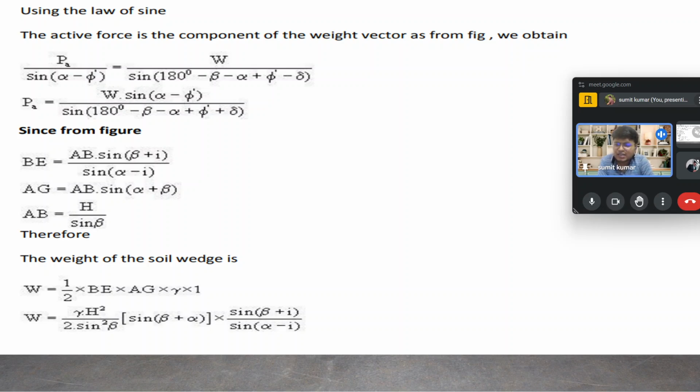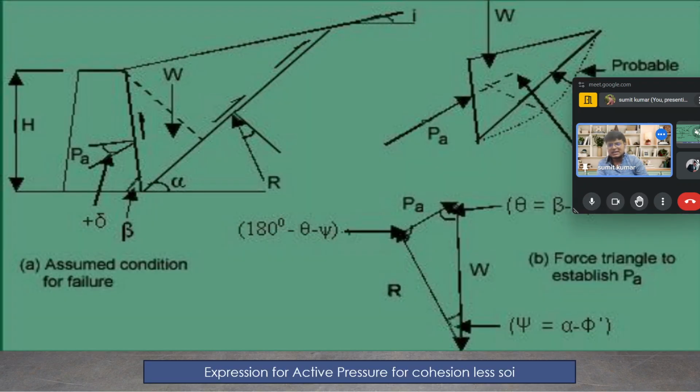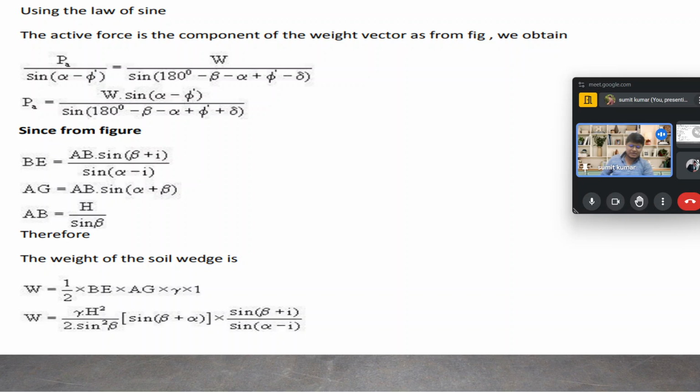From the above figure only, we say BE equal to AB sine(beta plus i) by sine(alpha minus i), and AG equal to AB sine(alpha plus beta), and AB equal to H by sine theta. Therefore, the weight of the soil wedge is W equal to 1 by 2 into B into AG into gamma into 1.